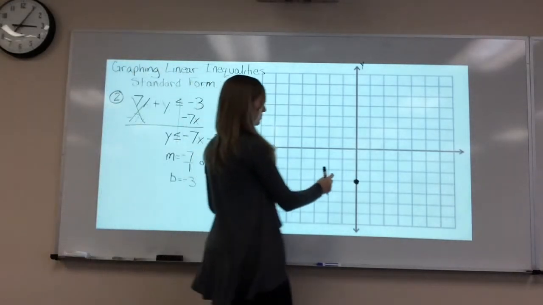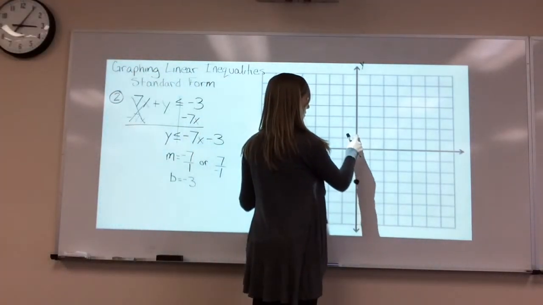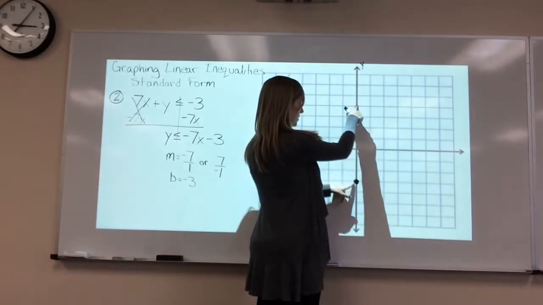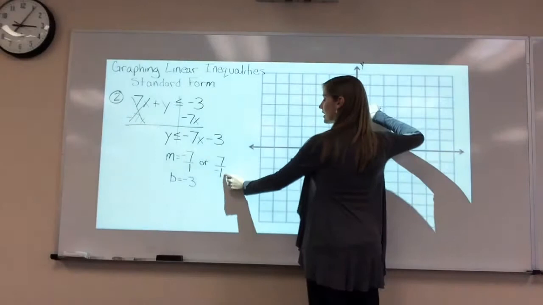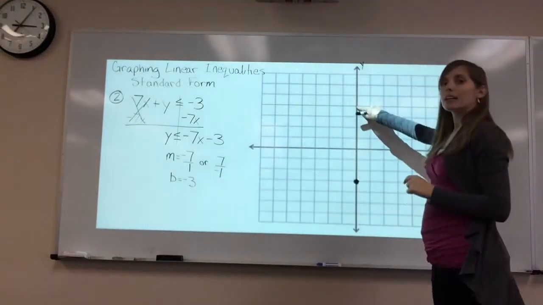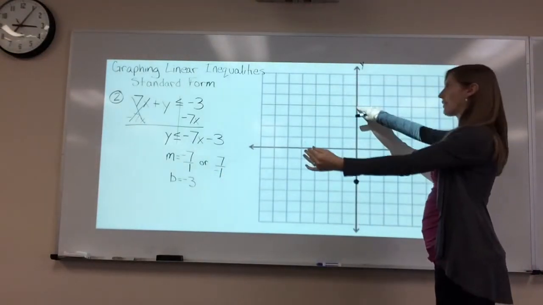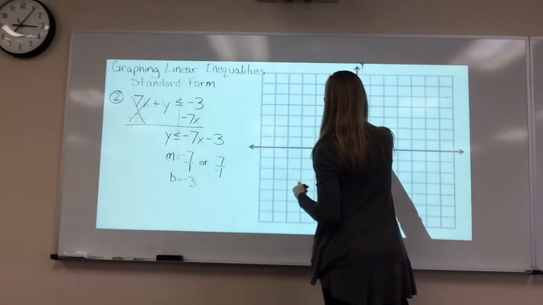I can go up 7 places. So 1, 2, 3, 4, 5, 6, 7. Always start at your y-intercept. After that, the run is -1. -1 for the run means to the left 1 place. So I put my point right here.